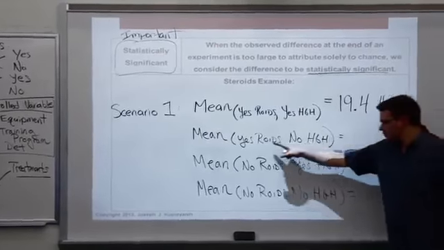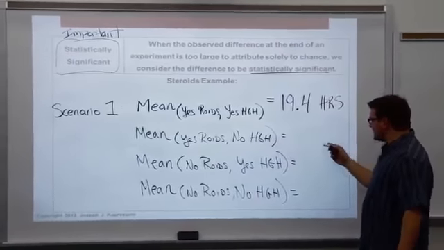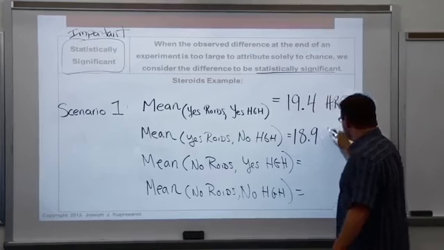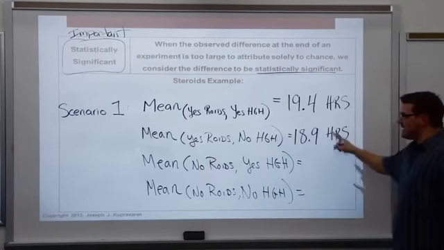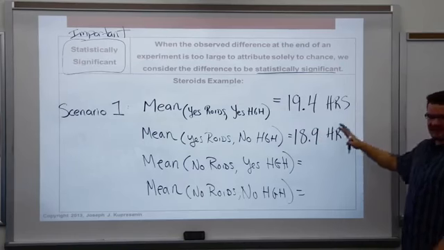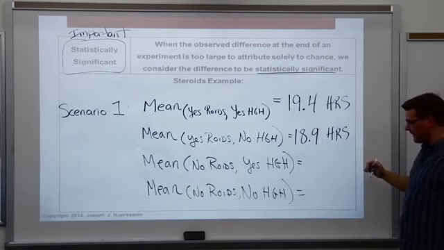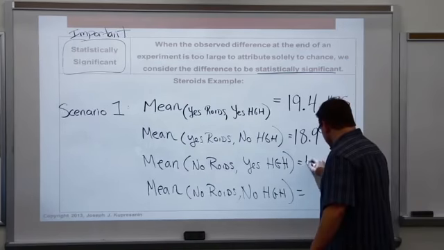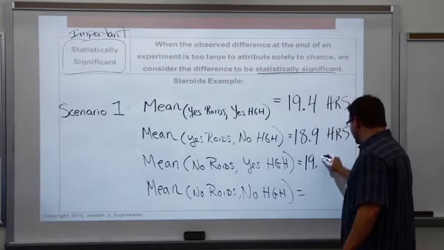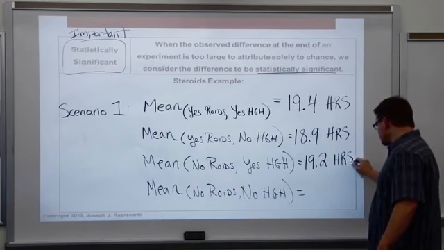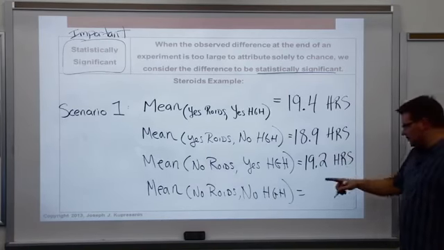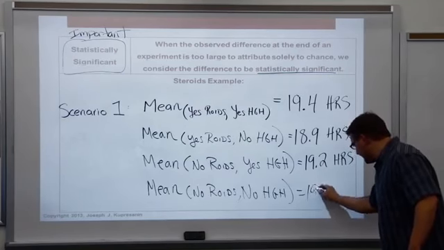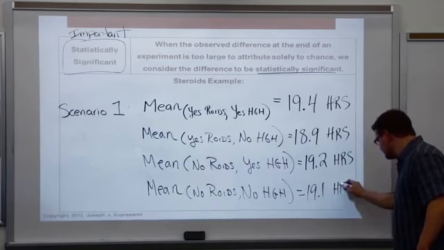Okay. The second group, yes to roids, no to HGH. This group, 18.9 home runs. I'm making this up. I don't want anybody to think that these numbers came from somewhere. Making it up on the fly. Third group, no roids, but yes HGH. Let's see. Maybe 19.2 home runs. And finally, the clean group, no roids, no HGH. Let's say they had 19.1 home runs.